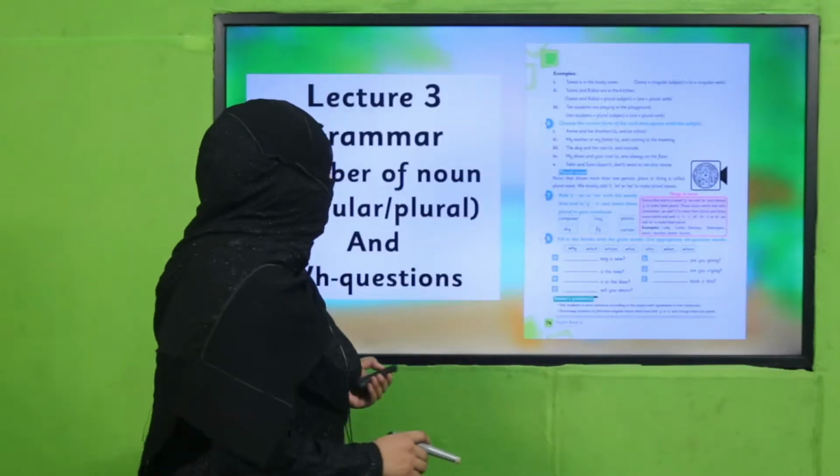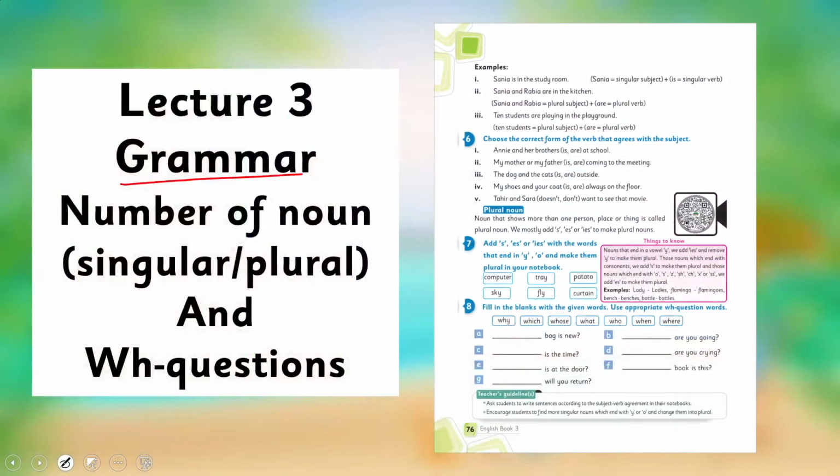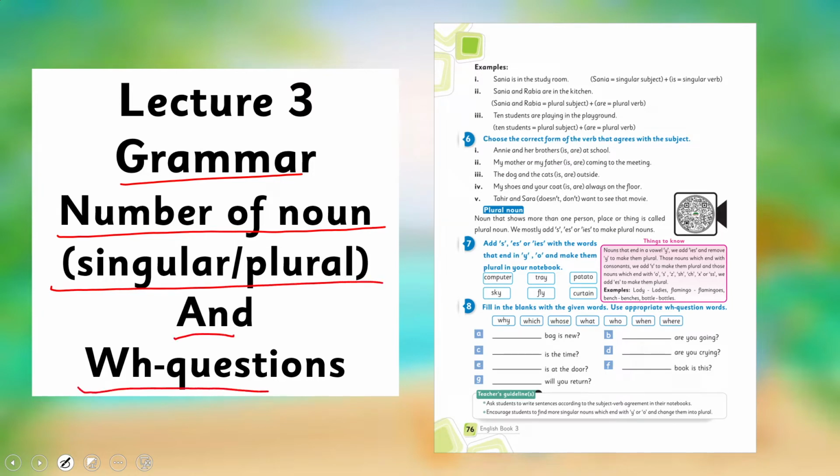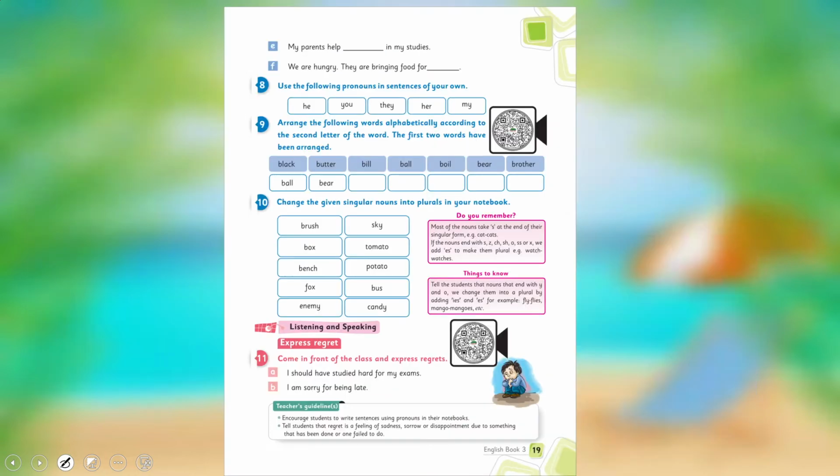Yes, my dear children, today under the title of grammar, we are going to learn about number of noun, that is singular and plural, and WH questions. Before this, we have already studied about number of nouns. I hope you remember the concept, and we also have learnt about WH question words.